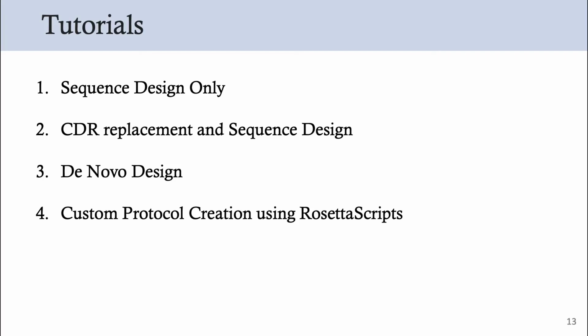Now this is just a brief overview of the tutorials. The tutorials themselves are found in a different video. The tutorials are broken down into 4 main sections with multiple parts per section. The first is sequence-only design, mutating the sequence without swapping the CDR loops. The second section involves grafting new CDR loops onto the antibody in addition to sequence design. The third section is de novo design, starting with random CDRs instead of the native. And finally, section 4 gets you on your way to creating your own protocols using RosettaScripts.